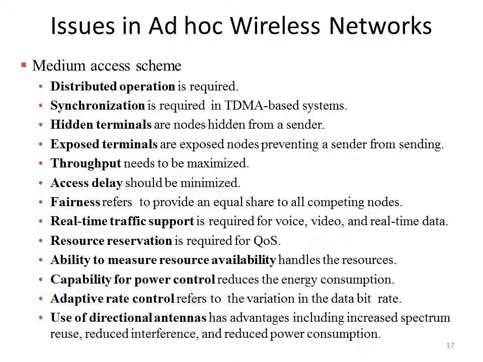Then hidden terminals. Hidden terminals are nodes hidden from the sender. Whenever the sender has to send the data, some of the nodes may become hidden. Then exposed terminals or exposed nodes prevent a sender from sending. Throughput means the output needs to be maximized. The access delay must be minimized, that is the time taken between the source and destination should be minimized.